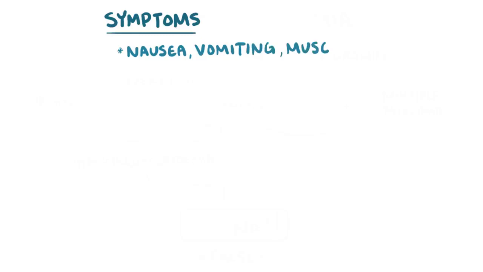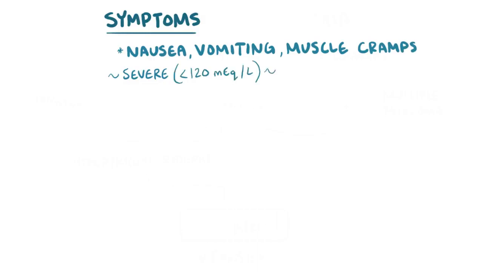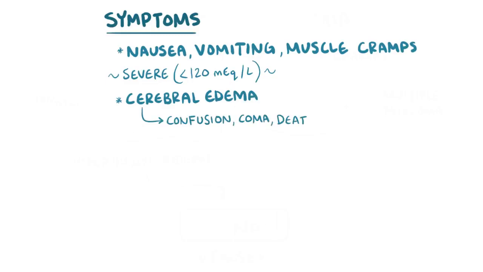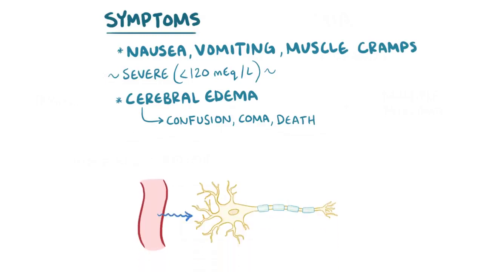Hyponatremia can cause symptoms like nausea, vomiting, and muscle cramps. In severe hyponatremia, which is when the sodium concentration falls below 120 milliequivalents per liter, there can be cerebral edema, which can cause confusion, coma, and even death. The cerebral edema results from water shifting from the extracellular compartment to the intracellular compartment, causing the cells in the central nervous system to swell up and get damaged or die.